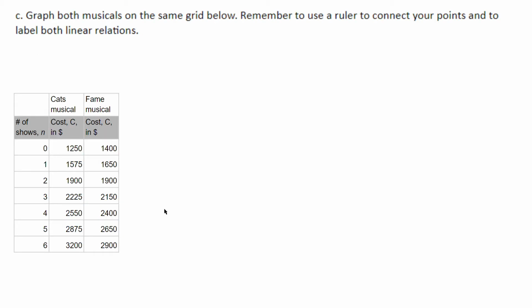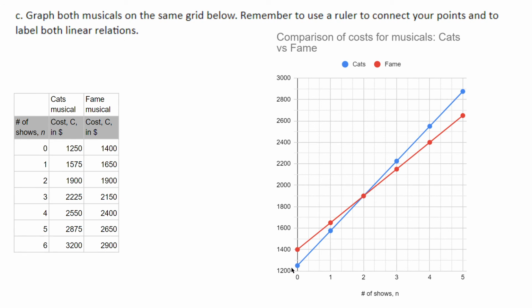So we want to graph the musicals on the same grid. As you can tell here, for Cats, we start off at 1250, like we do over here, and then for Fame, we start at 1400. Now, for under 2 shows, Cats is going to be more affordable than Fame. But if the musicals want to perform more than 2 shows, and I imagine they would, then Fame is going to be less expensive than Cats. Fame is going to be more affordable. Now notice over here that we still have our point of intersection, which is (2, 1900). As you can tell, both lines cross at this point.